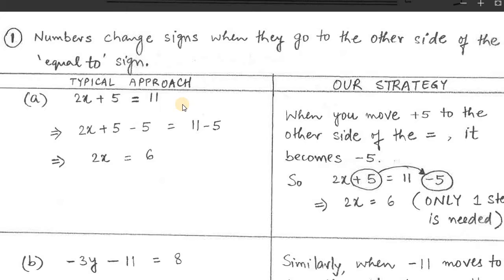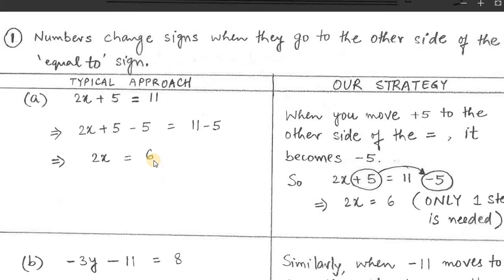Now the typical approach that we use in school is for a simple example like this: 2x plus 5 equals 11. To solve for x, you want to get rid of the plus 5. So what we do is we subtract 5 on the left side and do the same thing on the right side of the equal sign, right? Then we are left with 2x, because plus 5 and minus 5 cancel off, and 2x equals 11 minus 5, which is 6.